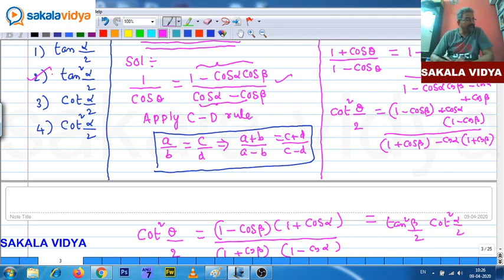Shortcut method means you need to select the alpha and beta values. If you take alpha equal to 0 and beta equal to 0, it won't be possible, isn't it? You need to take alpha equal to 45 and beta equal to something other than 0. You may get it, but instead of that, better you adopt this method.